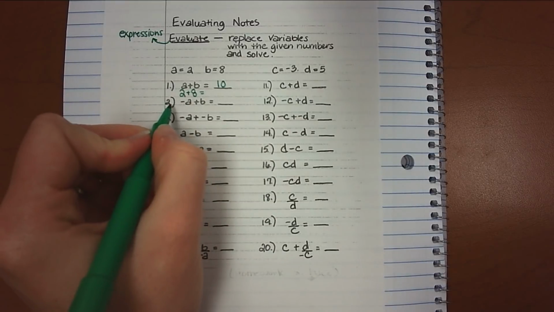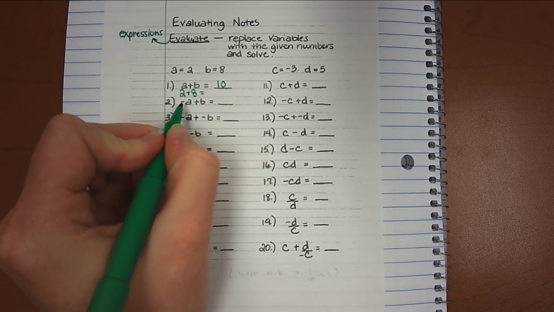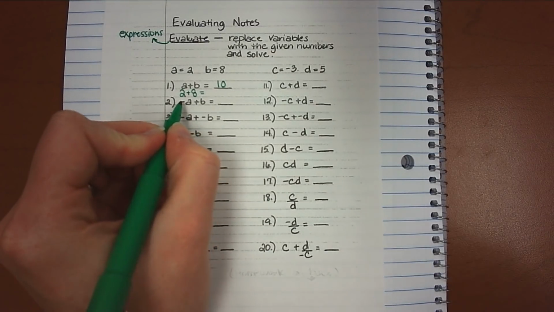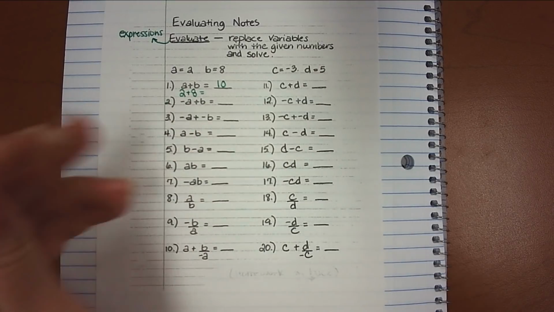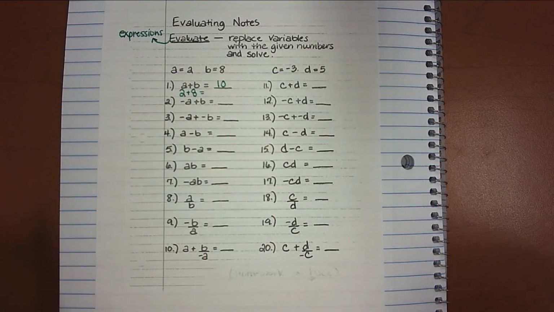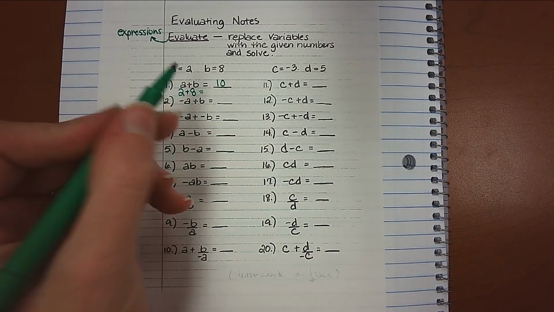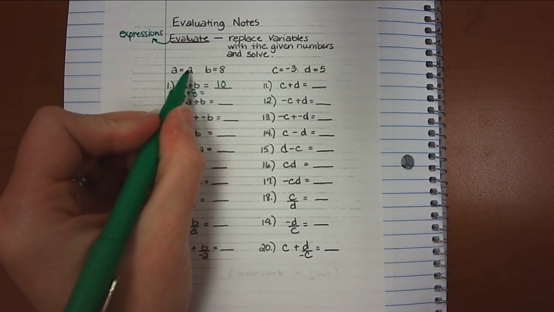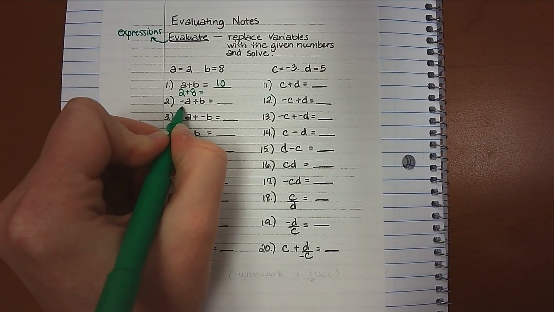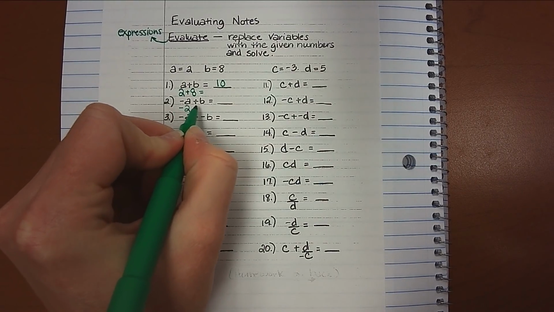For number 2, we read this as not negative a, but the opposite of a. When we have a variable, we don't read it as a negative, we read it as the opposite of. So we've got the opposite of a plus b, and the opposite of 2 is negative 2. So negative 2 plus 8.